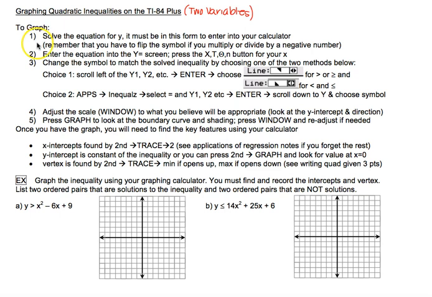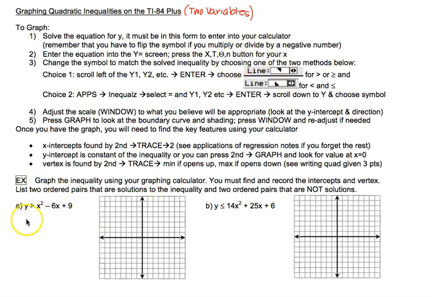So in order to graph them, we obviously have to have the equation solved for Y so that we can enter it into our calculator. I put a reminder here that if you're solving for Y and you have to multiply or divide by a negative number, you have to flip the symbol. So if it was a less than and you divide by a negative, you have to make it a greater than, and vice versa. Then we're going to enter the equation into the Y equals screen using our X,T,theta,n button to enter our x's.